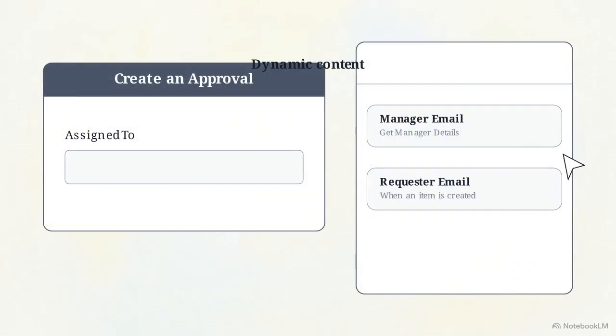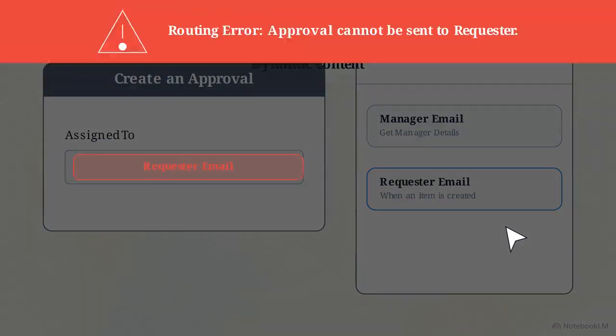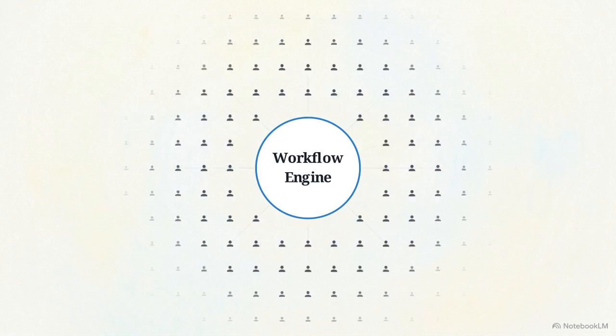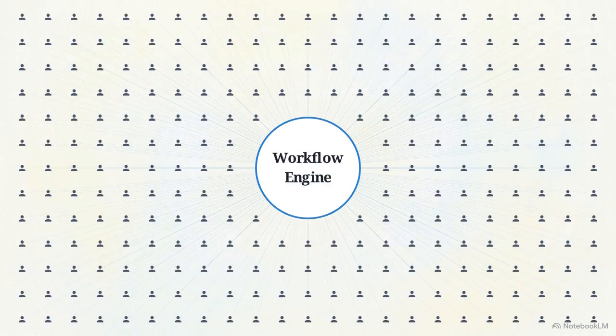If you select the wrong dynamic content for the manager's email, like the requester's own address, the request will route incorrectly and the flow will fail. Setting up these dynamic variables allows the workflow to handle requests for 5 employees or 5,000 without requiring any manual updates to the logic.